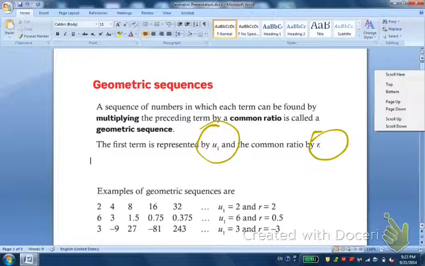There are some examples of geometric sequences that you can see right here. Notice the first one has a common multiplier or a common ratio of 2. The first term is 2. The second one has a common ratio of a half, since we always multiply by a half, or 0.5, to get the next term. And the last sequence here has a common ratio of -3, because in order to get every term, you multiply the preceding one by -3.